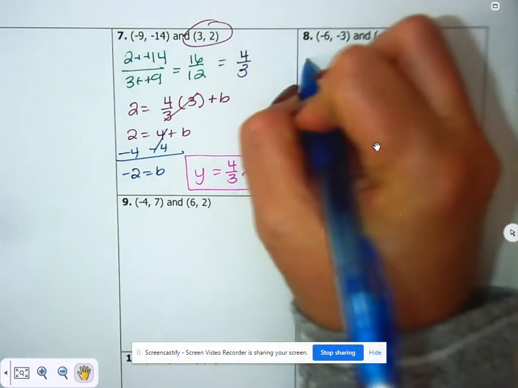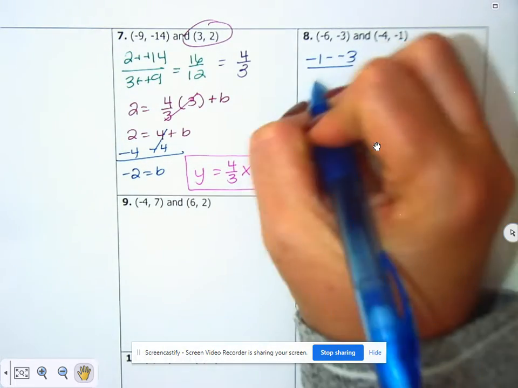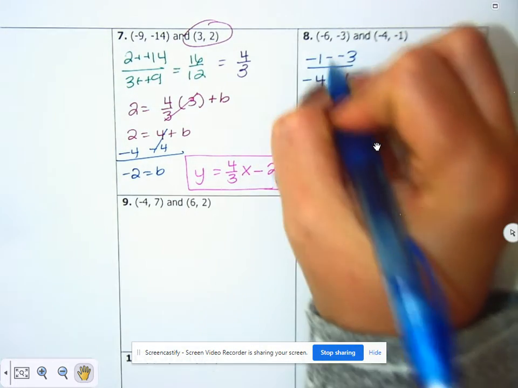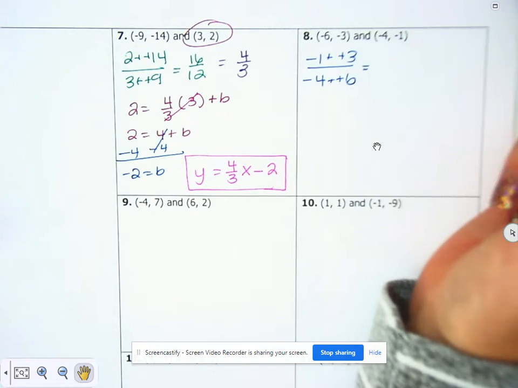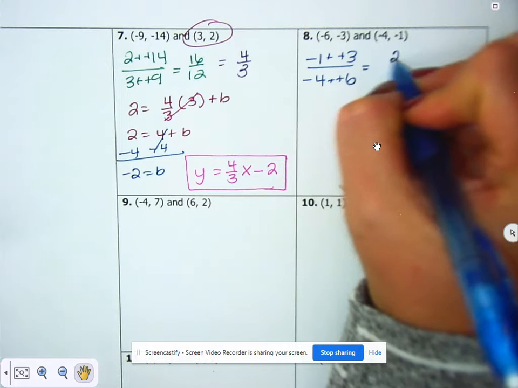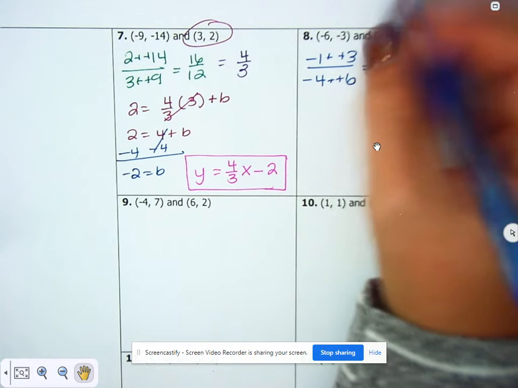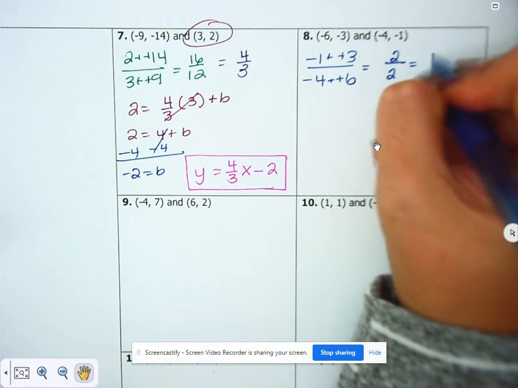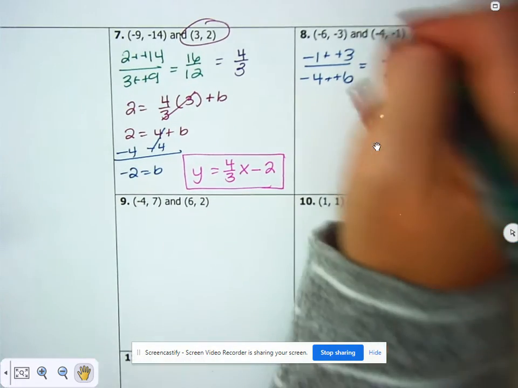Okay, pause it if you need to, rewind, whatever you need to do to see what I'm doing. With 7 problems worked out, we should be catching on by now. All right, so negative 1 minus negative 3 is negative 1 plus 3, which is 2. Negative 4 minus negative 6 is another 2, so that gives me a slope of 1.